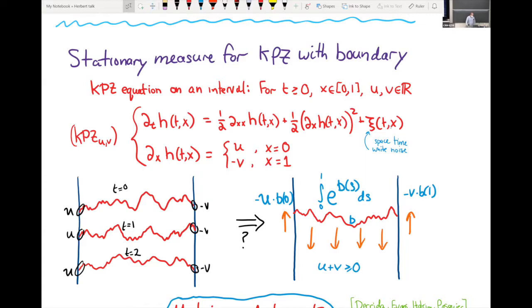So the question is, what happens as time progresses? Does this converge to some unique invariant measure? And can we describe what that unique invariant measure is?